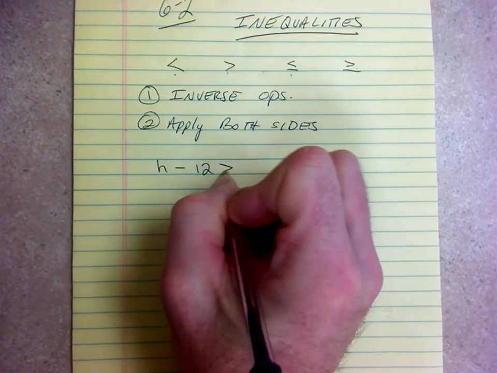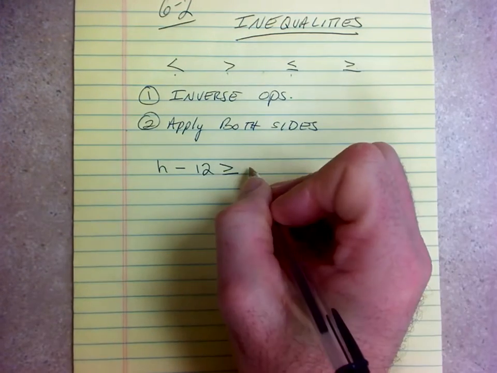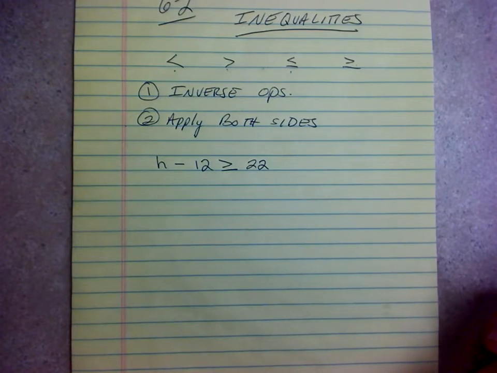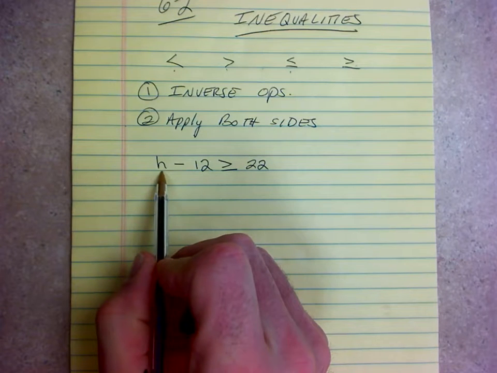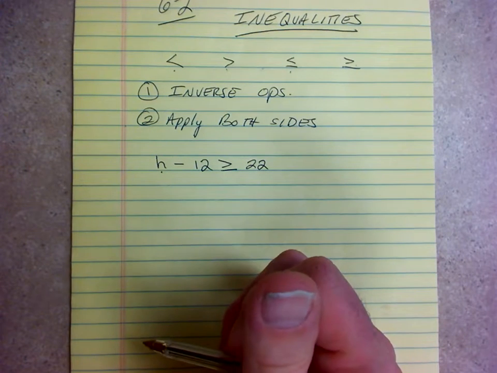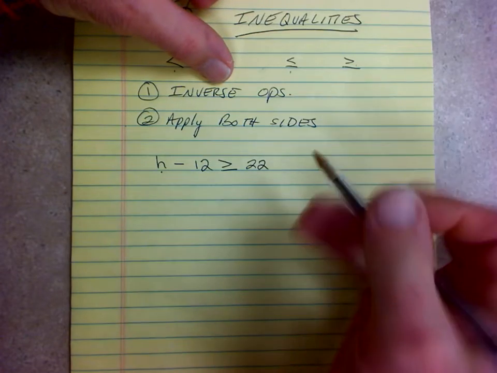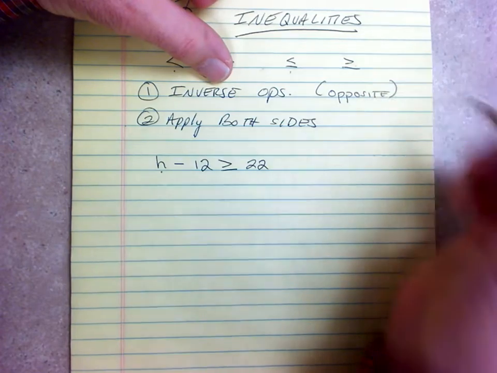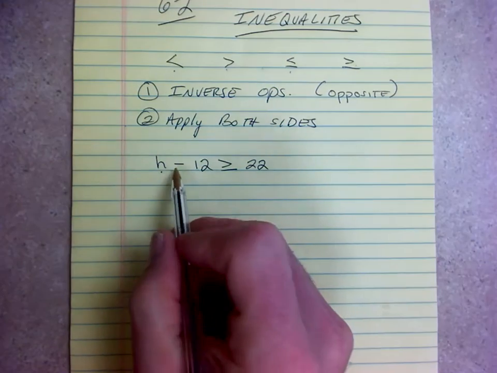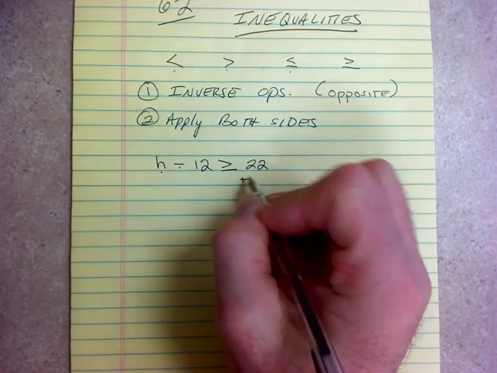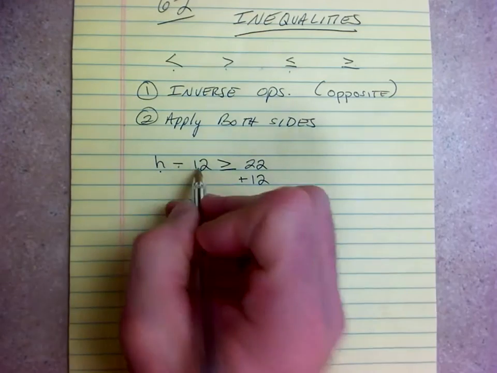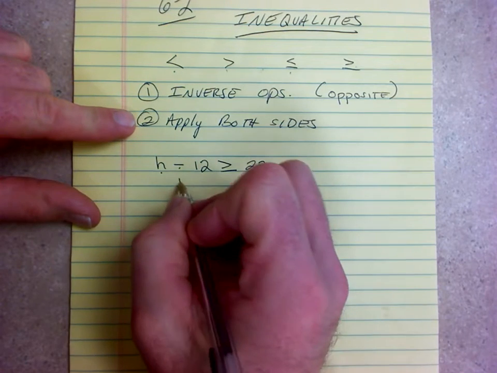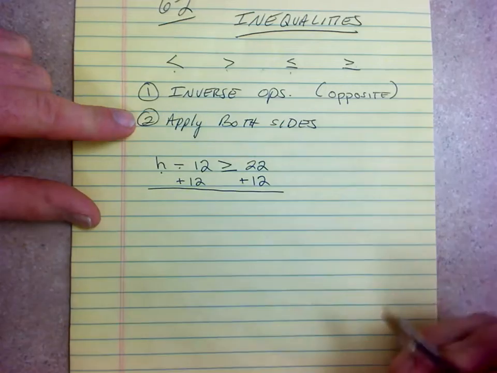h minus 12 is greater than or equal to 22. If you remember from yesterday, our goal is to find the missing piece, which is h. So our rule is we need to do the inverse operation, which in simple terms just means to do the opposite. If we see minus, the opposite of that would be to add 12. Instead of subtracting 12, we want to add 12. Step number 2 says we need to apply that to both sides, so we're going to add 12 over here.